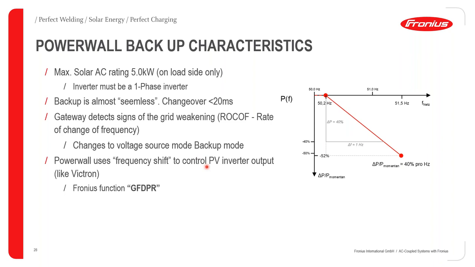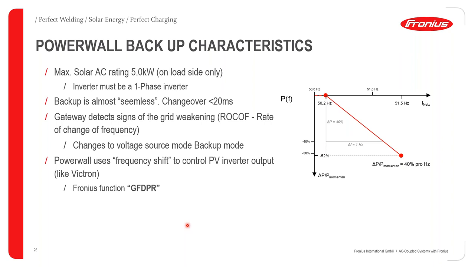What you have to note is that the Powerwall uses frequency shifting to control the Fronius PV inverter output. It's the same methodology as with Victron. We use what is called GFDPR, which stands for grid frequency dependent power reduction. In this case, the Fronius inverter uses the Tesla Powerwall as the grid reference, so the Tesla Powerwall is considered the grid in this scenario. Frequency dependent means that the Fronius inverter gets its frequency from the Tesla Powerwall.